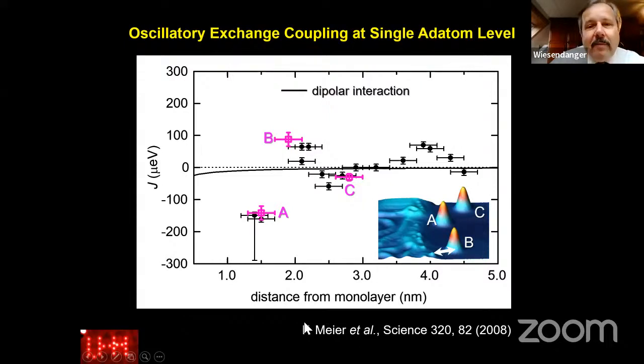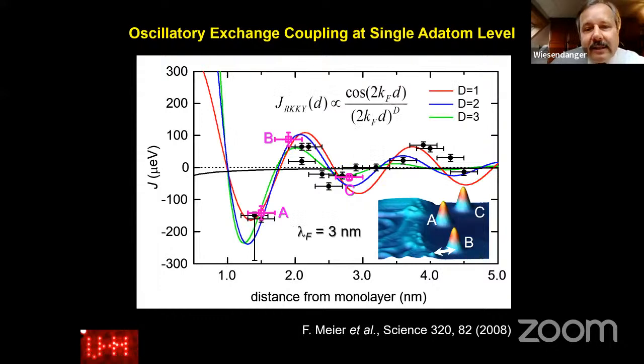So indeed, it's the very well-known Ruderman-Kittel-Kasuya-Yoshida interaction. Of course, you all know it. We can first leave the dimensionality open. We found the best fit for an effective dimensionality of 1 because of the quasi one-dimensional nature of that stripe. And then we can extract parameters like the Fermi wave vector and, therefore, the Fermi wavelength, which is 3 nanometers in this case. And so we could really demonstrate for the very first time that we are able to look at RKKY interactions on the single atom level.